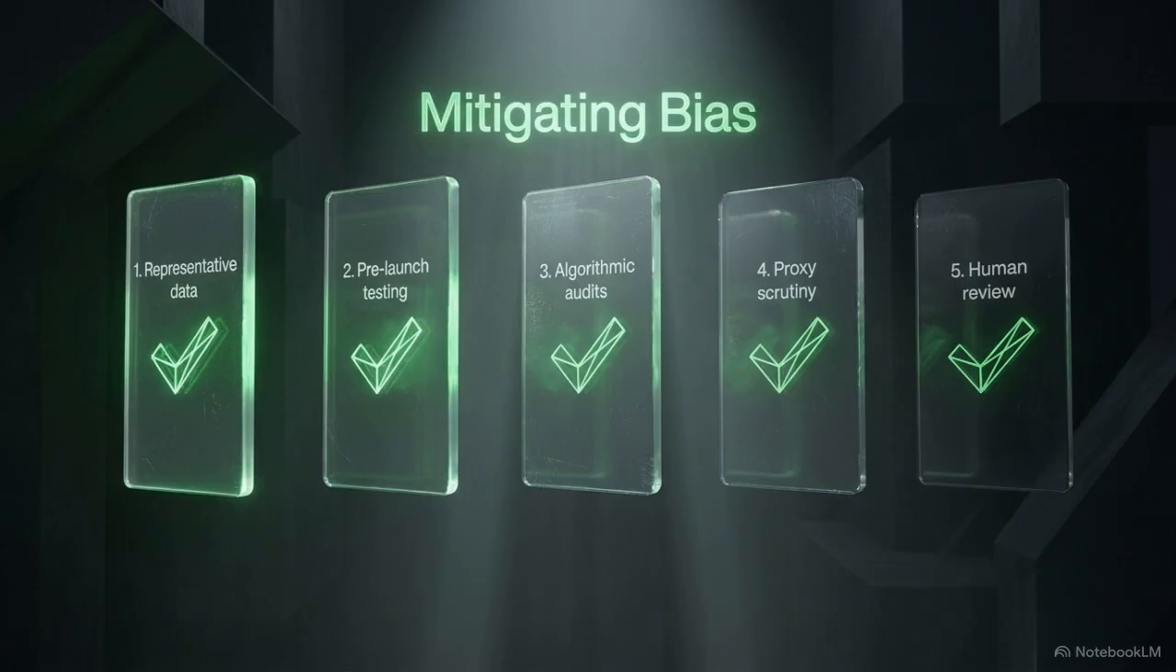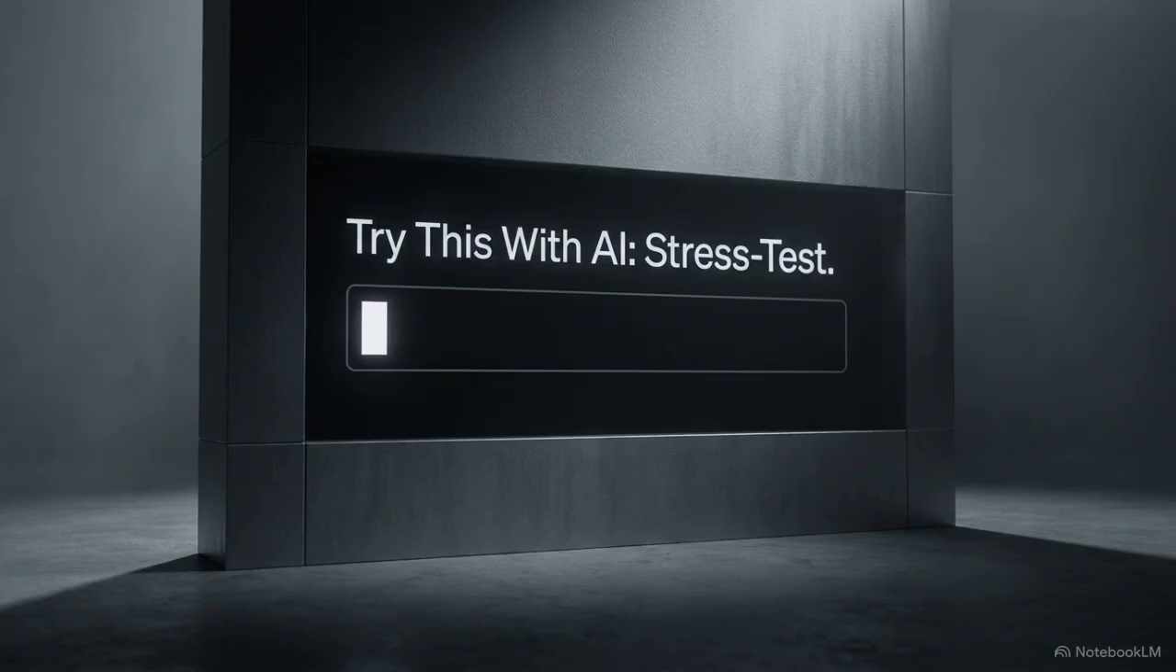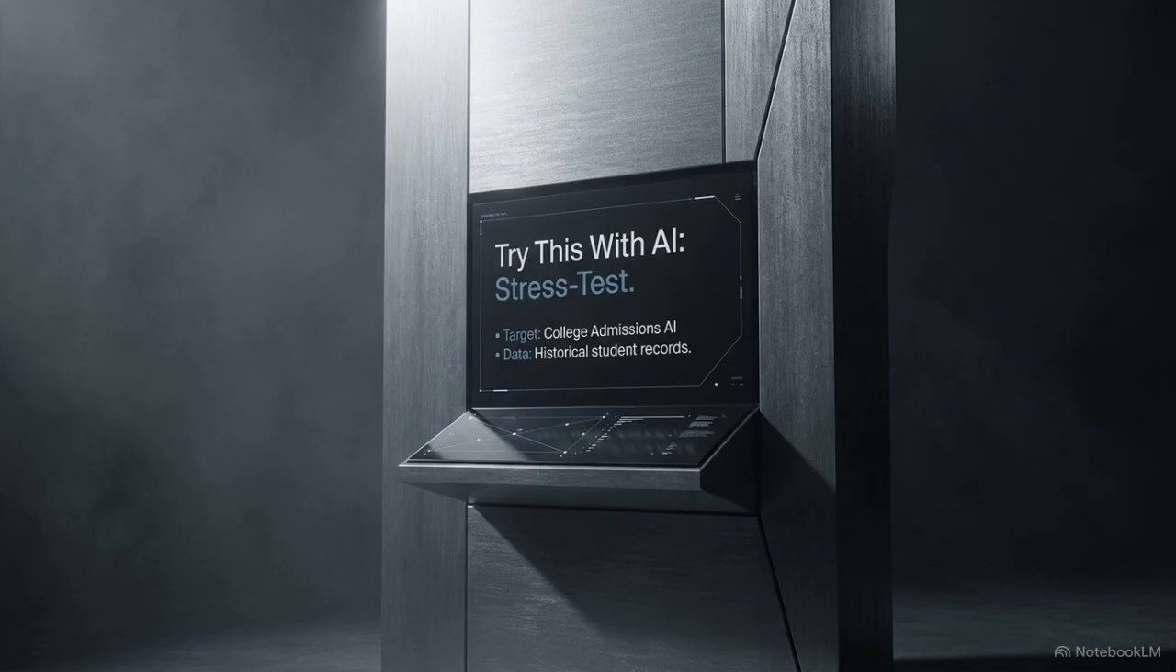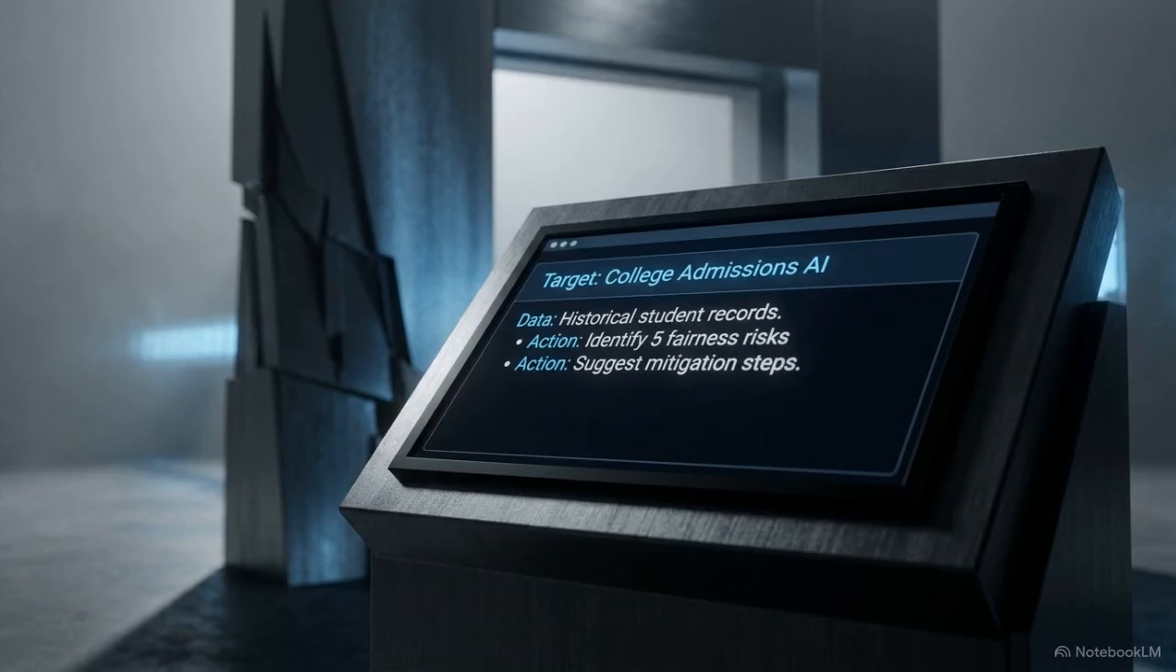Finally, for high-stakes decisions regarding jobs, health, or personal liberty, a human must remain in the loop, retaining authority to override the AI. You can explore these vulnerabilities yourself by prompting an AI chatbot to stress test a hypothetical system. Ask it to imagine a college admissions tool trained on past student data, and have it list specific ways that tool could end up being unfair, along with practical steps to reduce that bias.